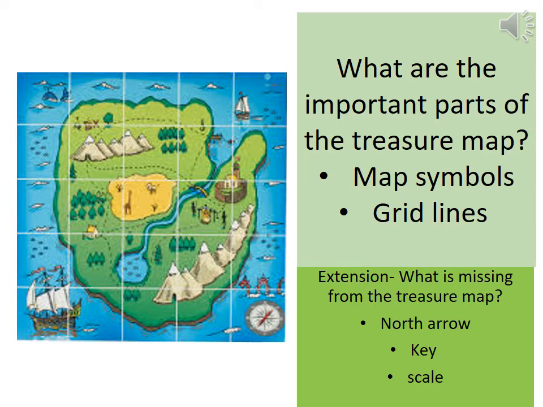For the extension task, so what is missing from our treasure map? We have the north arrow, which is missing a key, and the scale of the map.